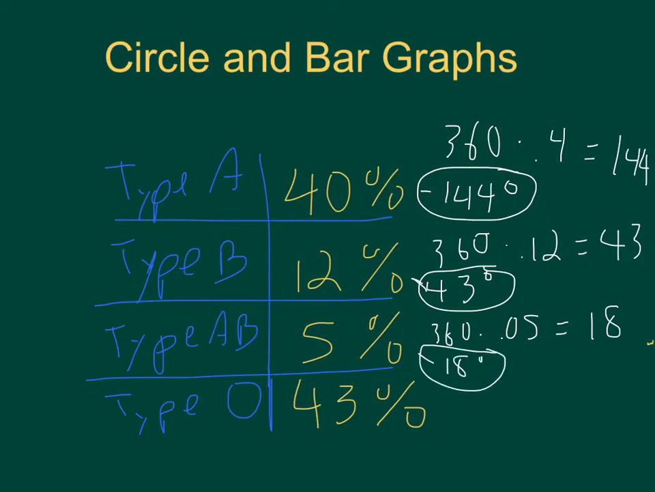And finally, with type O, we would do 360 times 0.43, and we would get 155. So therefore, it's 155 degrees. And forgive me that some of that looks a little messy, but it'll make sense in a bit. So now we're going to actually make the circle graph from our data.